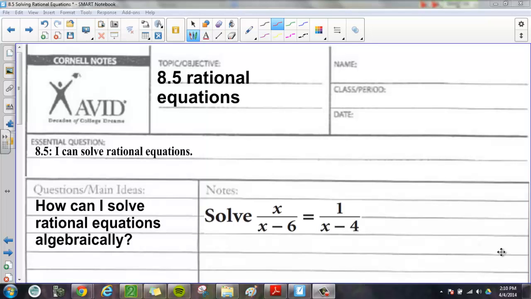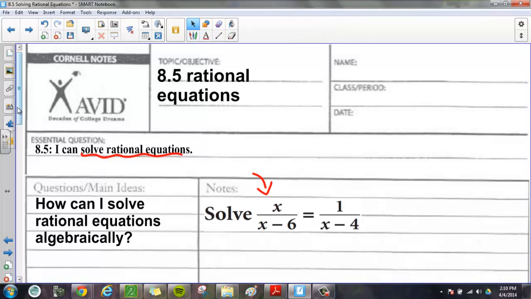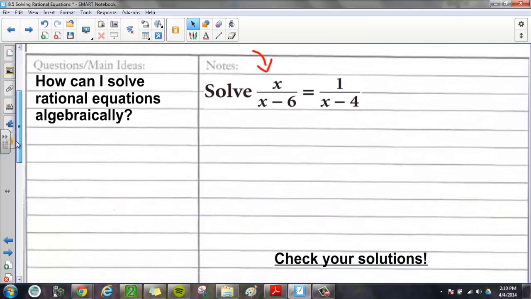Okay, let's get started on section 8.5, rational equations. Your goal by the end of this lecture is to be able to solve rational equations like the one you see right here. So let's just start off. Let's figure out how to solve a rational equation just like that.